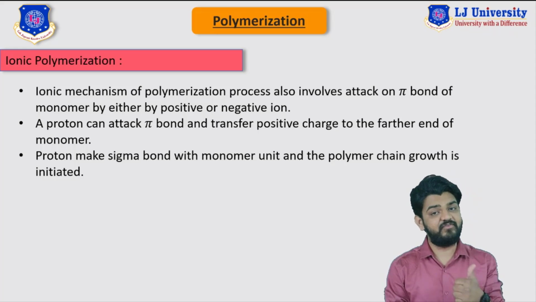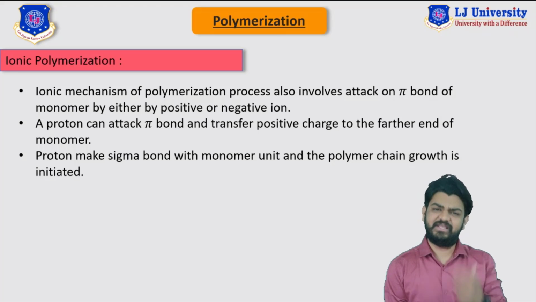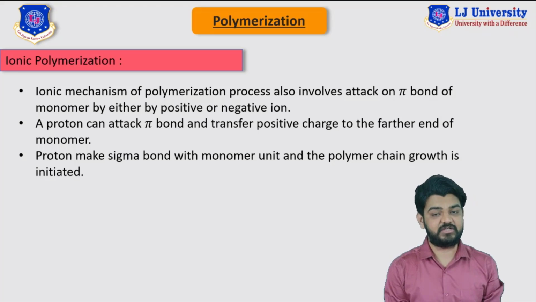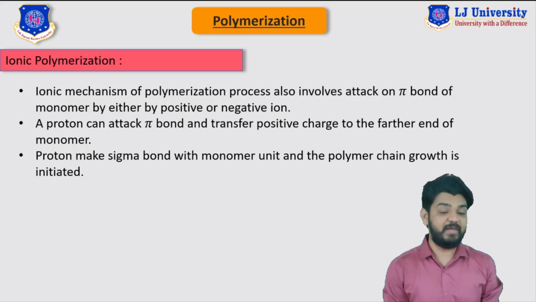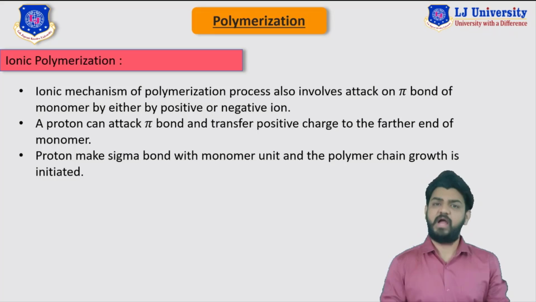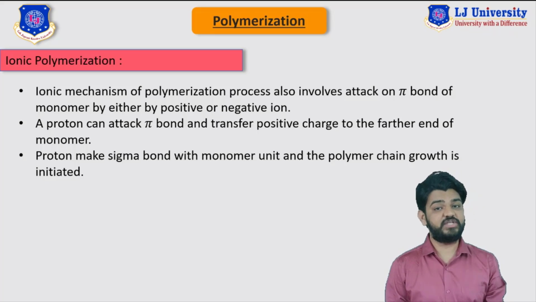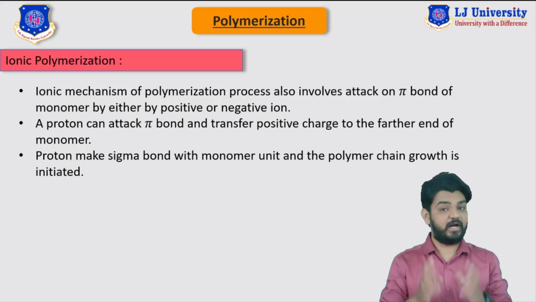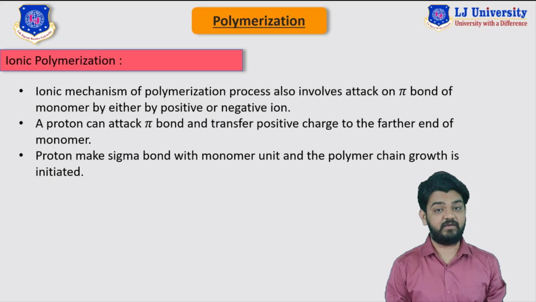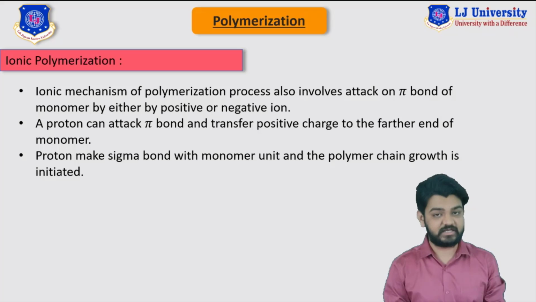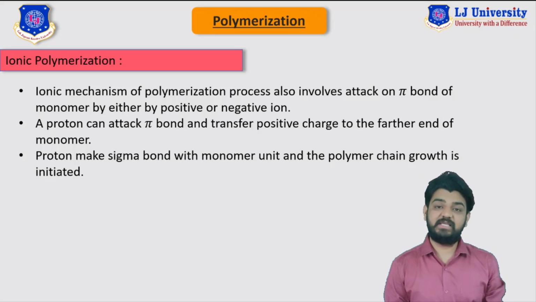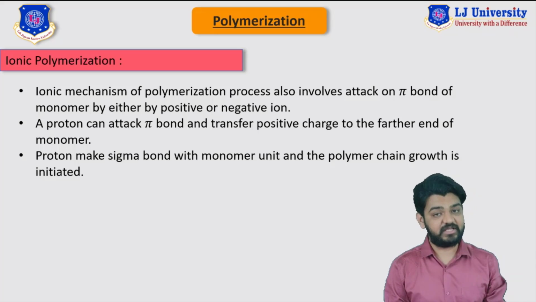Then we have the second one, ionic polymerization, and the third one is copolymerization. So now let's understand what we mean by ionic polymerization. The ionic mechanism of the polymerization process also involves attack on the pi bond by electrons. But this attack is not done by a free radical, which was the case in the free radical polymerization process.